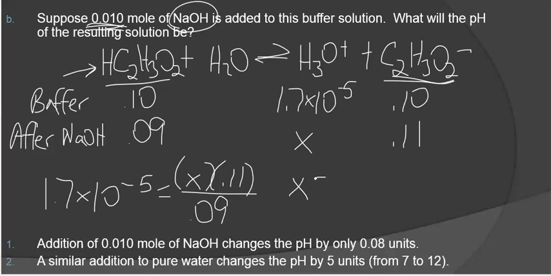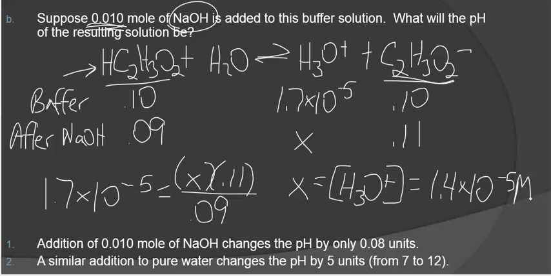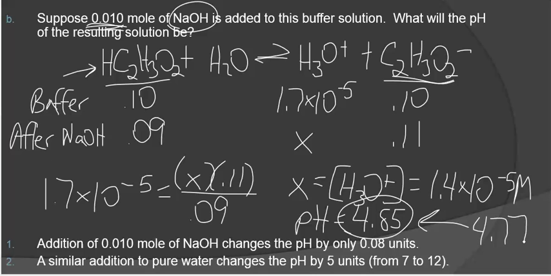X is concentration of H3O. When I solve, concentration of H3O comes out to be 1.4 times 10 to the negative 5 molar. And so the pH, after I add a strong base to this buffer solution, the pH goes up to 4.85. The pH of the buffer solution was 4.77. It went up to 4.85. So the pH was maintained fairly constant even after adding a strong base to the buffer solution.